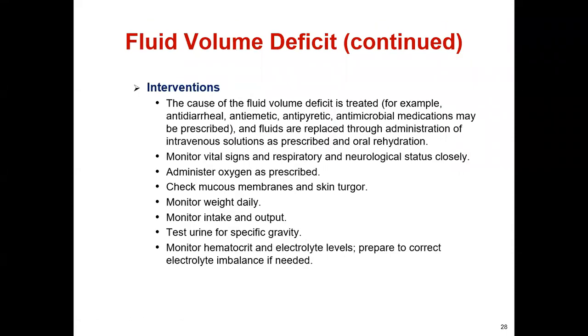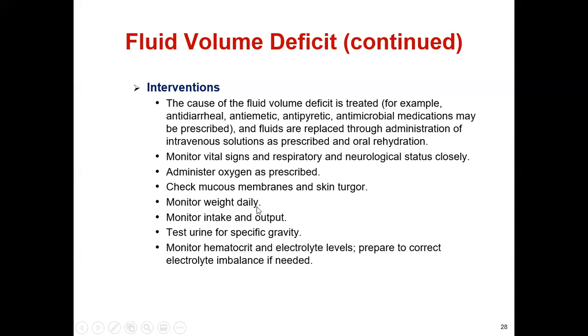So what are the interventions? The cause of the fluid volume deficit is treated. So the underlying cause should be found out. Fluids are replaced, so administration of intravenous solution as prescribed. Monitor vital signs, administer oxygen, check the mucous membranes, monitor body weight daily. Provide fluid replacement, important.